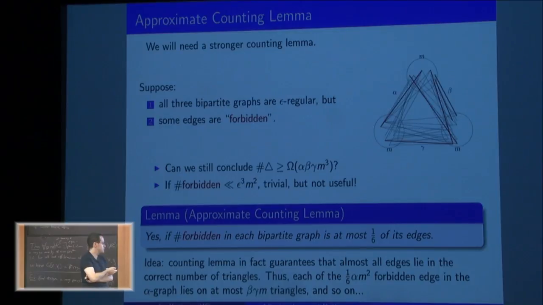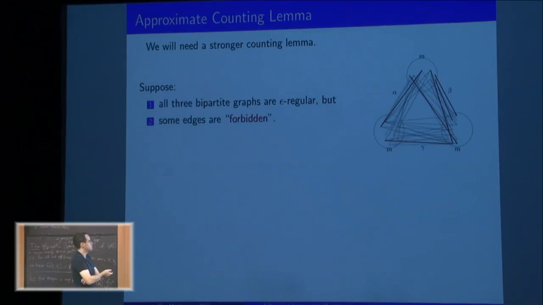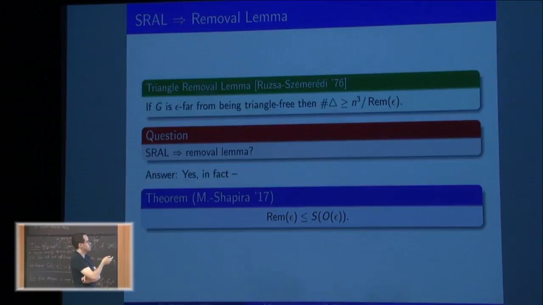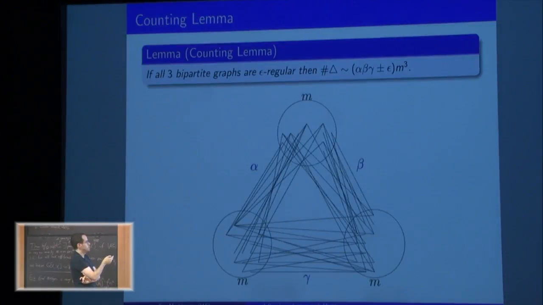So here's the idea. The counting lemma actually gives you something stronger. I'm going back to the usual counting lemma. It gives you something about the total number of triangles. In fact, it gives you something stronger. It gives you that for almost every edge that you fix, the number of triangles that use that edge is what you would expect from a random graph.